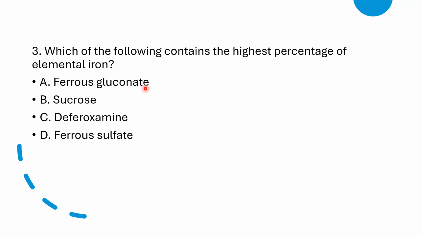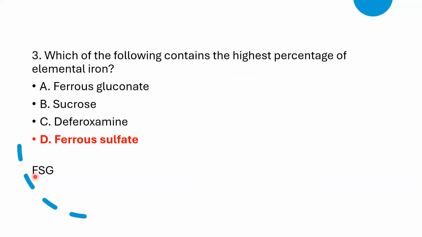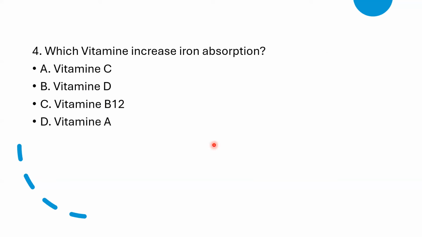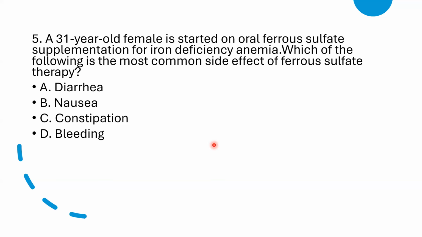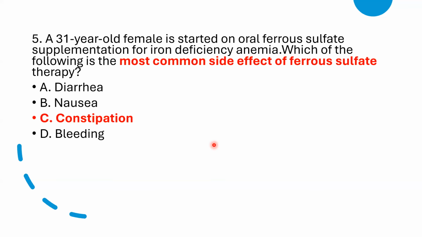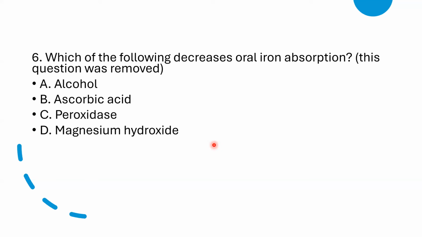Okay, which of the following has the highest percentage of elemental iron? Like we said, the mnemonic is FSG, feels so great. So fumarate is not here. So the second one is sulfate. Again, be careful if the doctor brings ferric, please don't choose that. Very straightforward. Again, most common is constipation.